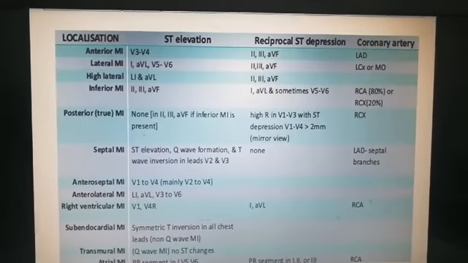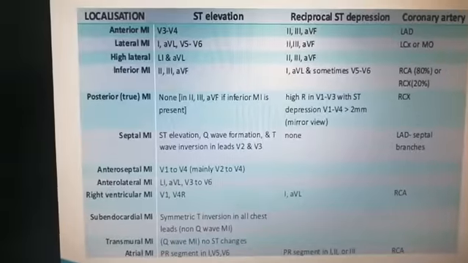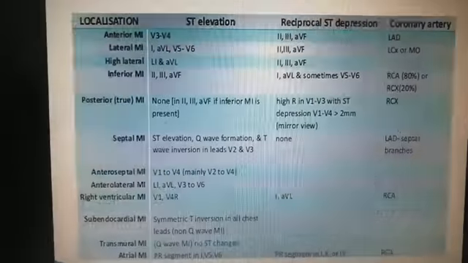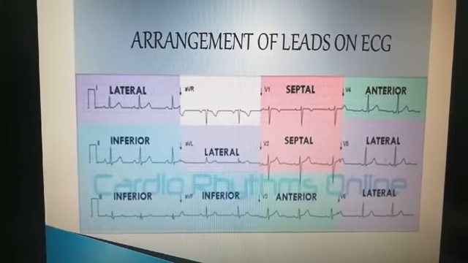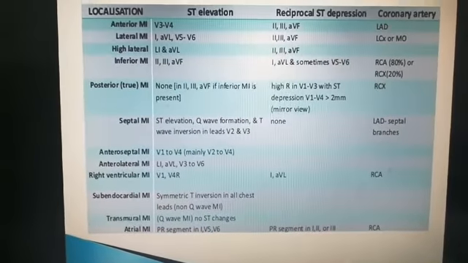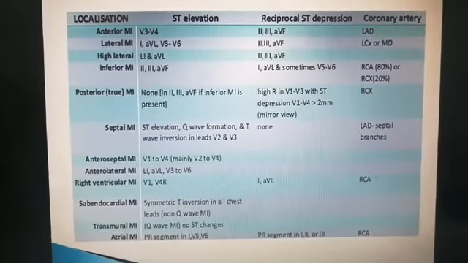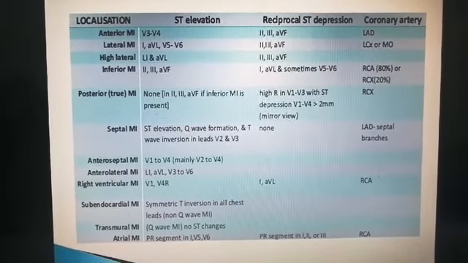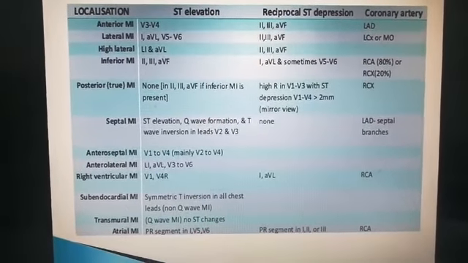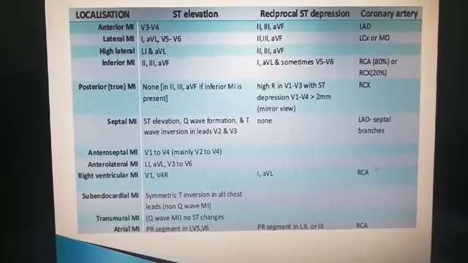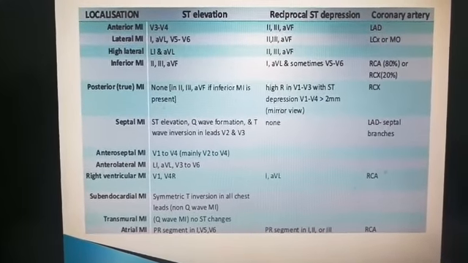And the lateral wall: 1 AVL V5 V6. You can see here 1 AVL V5 V6. This is the lateral wall. You can also see here 1 AVL V5 V6 ST elevation, and its corresponding reciprocal ST depression in 2, 3 AVF. So you should only know about the ST elevation and which artery is involved in the respective type of MI.